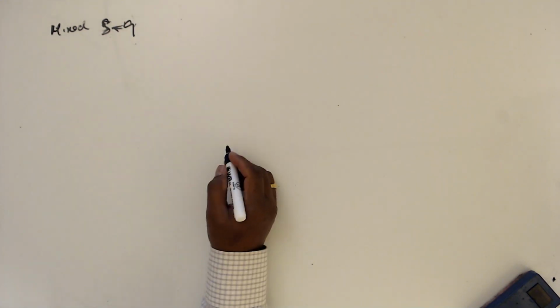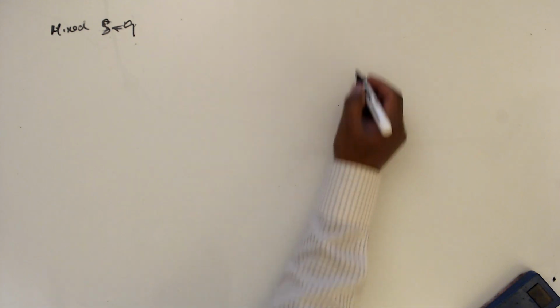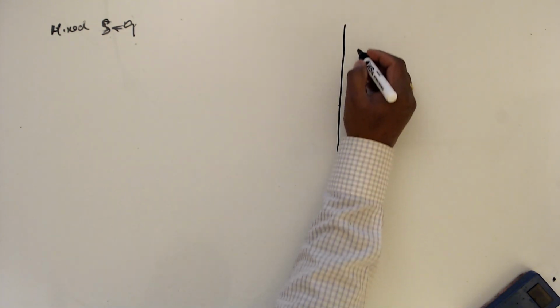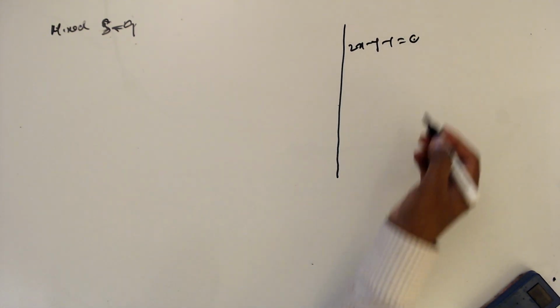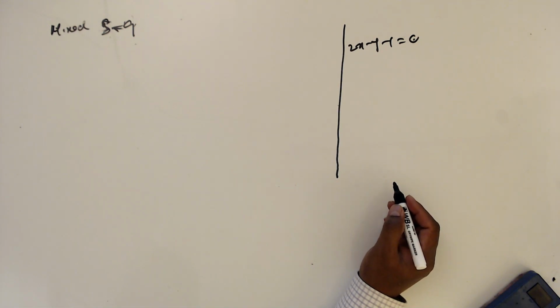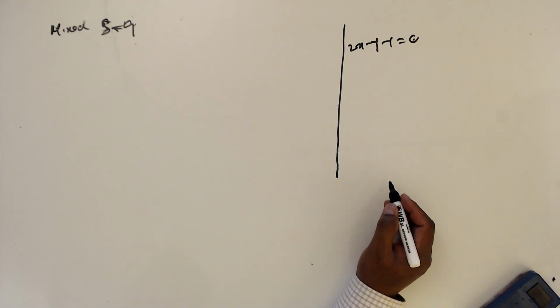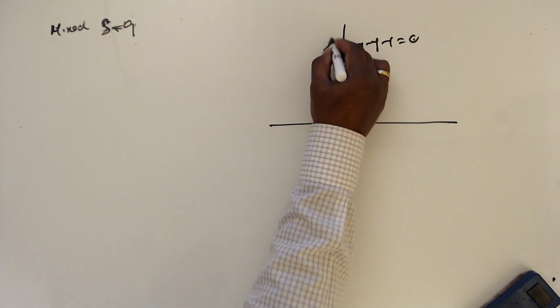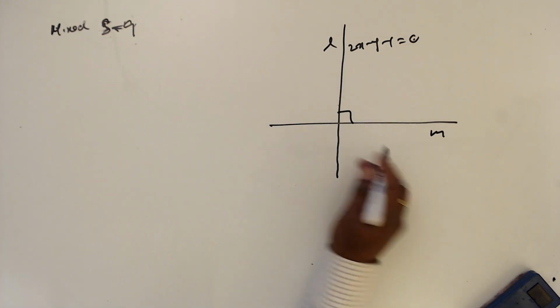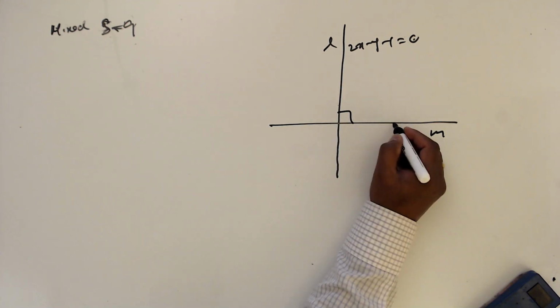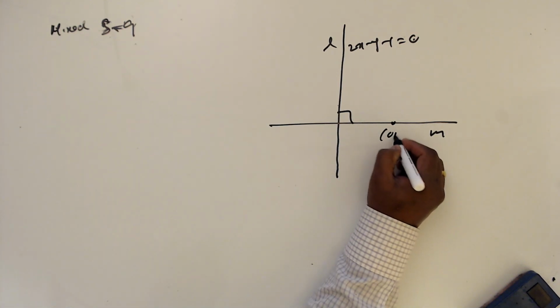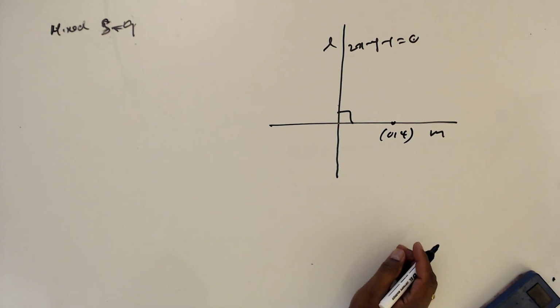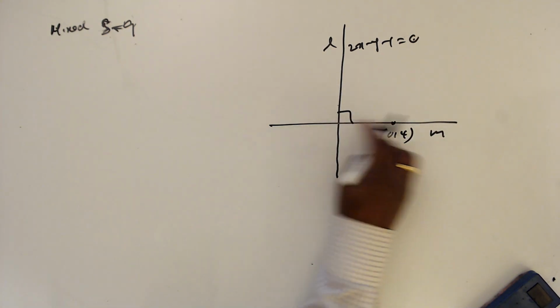Question number 9. The line L, this is L, 2x minus y minus 1 equals 0. And the line M passes through the point (0, 4) perpendicular to L. This is L, this is M. So it's going perpendicular to L and passes through (0, 4). Find the equation of M.